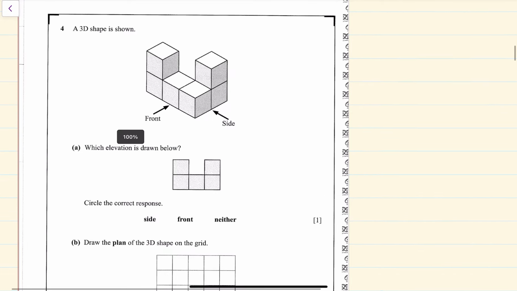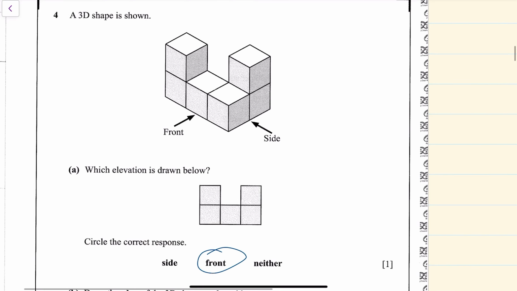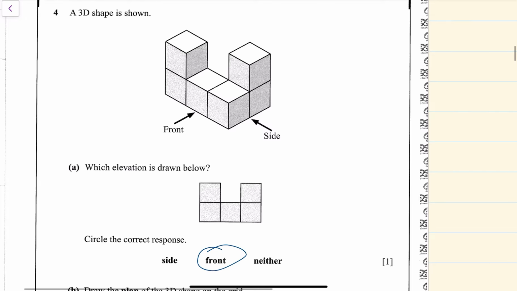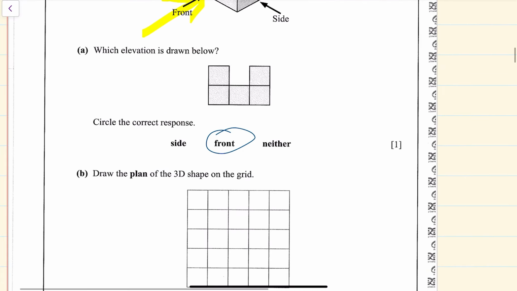Okay, right, we've got a 3D shape shown below. Which elevation is drawn? Is it the side, the front, or neither? That would be from the front. You imagine if you look at the front, that is what you're going to see. I can't really explain that any other way. That's just what you're going to see if you look at it along this arrow. That's what we're going to get.